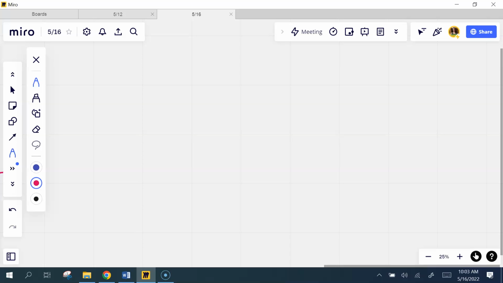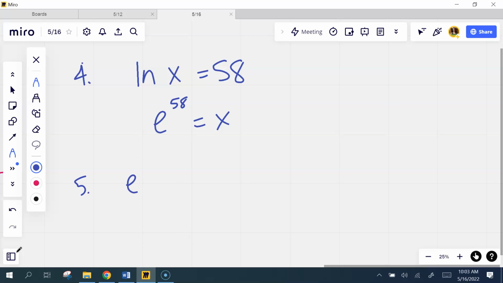Let's go the other way with it. Look at number 4. These should be quick for you. I'm sorry if I'm boring you going so slow. I have natural log of x equals 58. Change that to exponential form. What's it look like? Y'all are so smart. Is anybody struggling? What's number 5 look like? e to the x equals 6. How about number 6? e to the 32nd. That's right. Perfect.